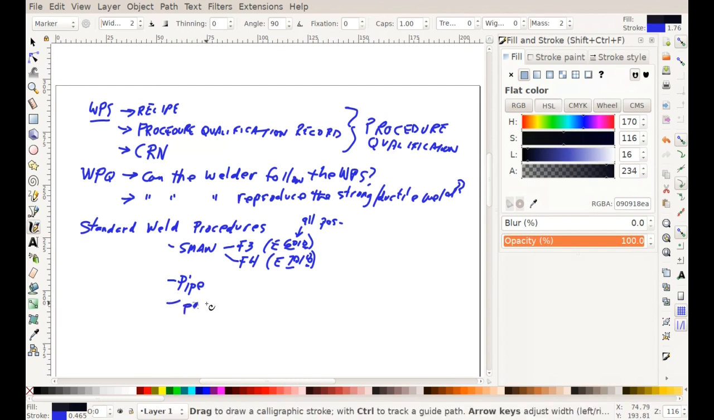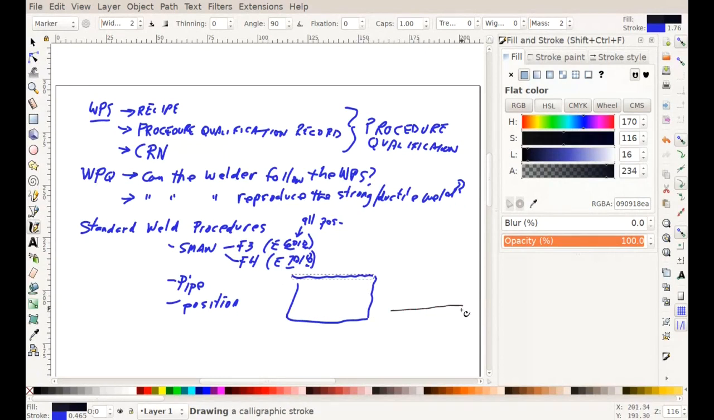Then we're going to have position. And what we would like our welders to do is to weld in all positions. So, okay, here is a weld plate. And here's the same plate, but a side view.